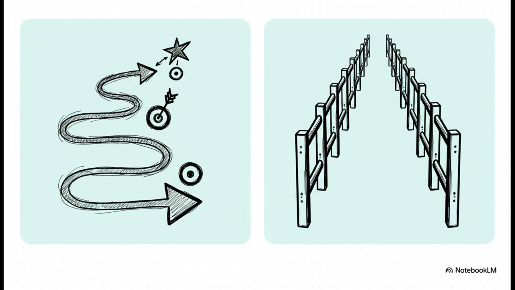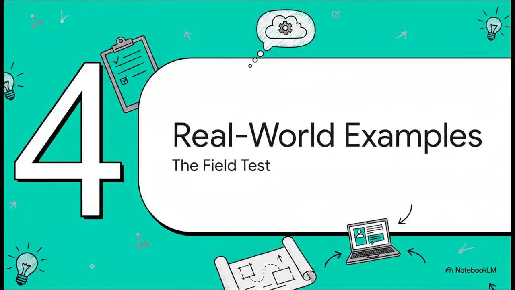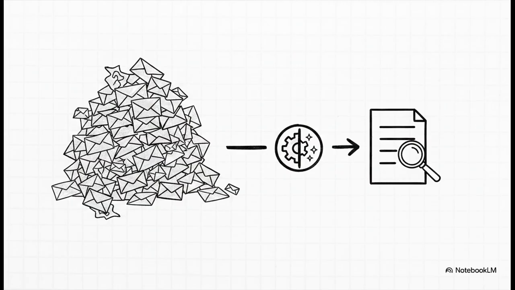Setting up that clear contrast between your instructions and your constraints is absolutely crucial. That's how you guarantee accuracy and make sure your digital colleague doesn't just drift off and start hallucinating information that you really don't need. Okay, Section 4. Real-world prompting examples, the field test. Let's take this from theory to reality.